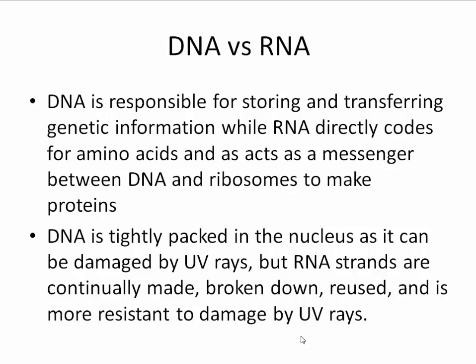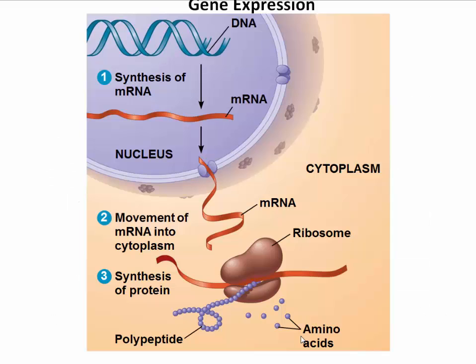DNA is awfully tightly packed in the nucleus, but RNA strands are kind of loose, and they're continually made, continually broken down, and continually reused. And therefore, they're more resistant to UV radiation because their job is to move from one place to another.